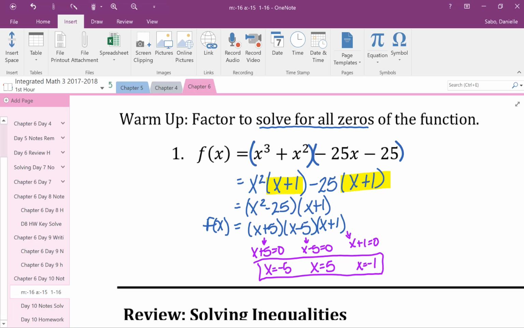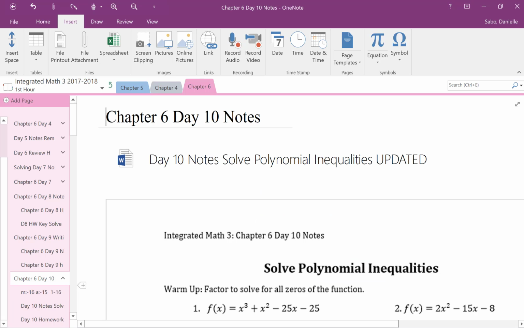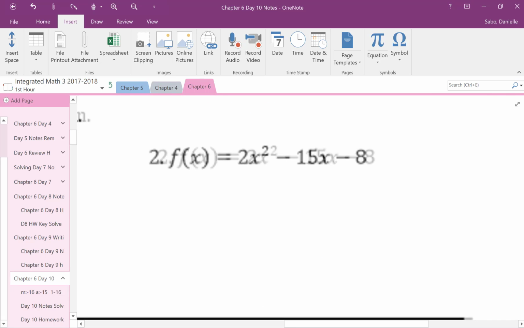Pull out the GCF of both, but remember when you're at this point, you have to do difference of squares. It's not done. You can still keep going. And that's why you get x plus 5 and x minus 5. Your solutions, your zeros, are x equals -5, 5, and -1. Okay, I'm going to do number 2 with you because it seemed like a couple of you were struggling on that part.